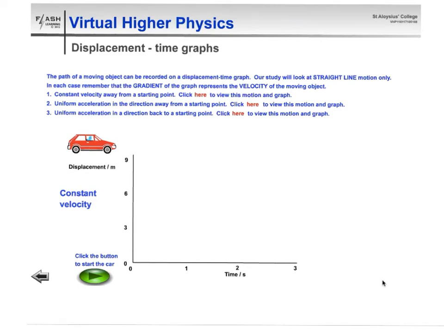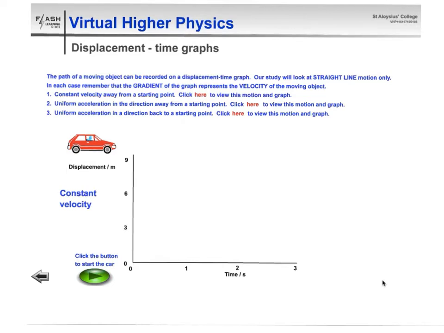Hello everyone, and in today's video tutorial we're going to continue our discussion on motion graphs. Last day's lesson was looking at velocity time graphs, which we were kind of broadly familiar with from National 5. We're going to go on today and look at displacement time graphs.